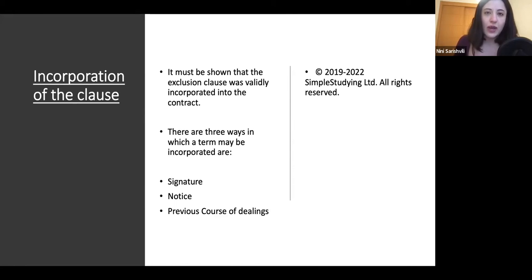There are various ways in which an exclusion clause can be incorporated in the contract, and you need to discuss each of them and say which one applies to the facts of the case. It must be shown that the exclusion clause was validly incorporated into the contract. There are three ways in which a term may be incorporated, which are signature, notice, previous course of dealings. How do you decide which one applies? Well, you will need to have a look at relevant case law and find the case that most resembles the facts of the case that has been presented to you, and then apply it to the facts of the case.